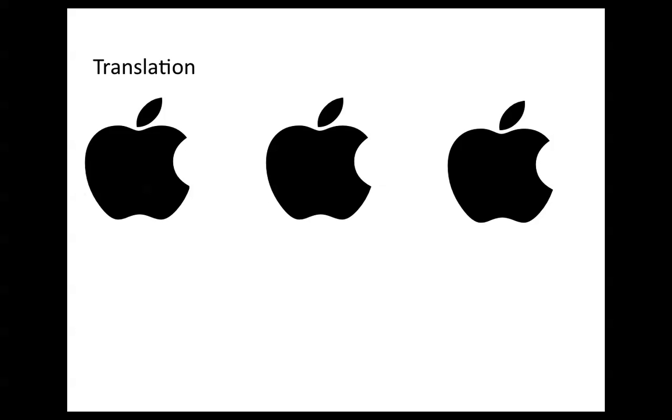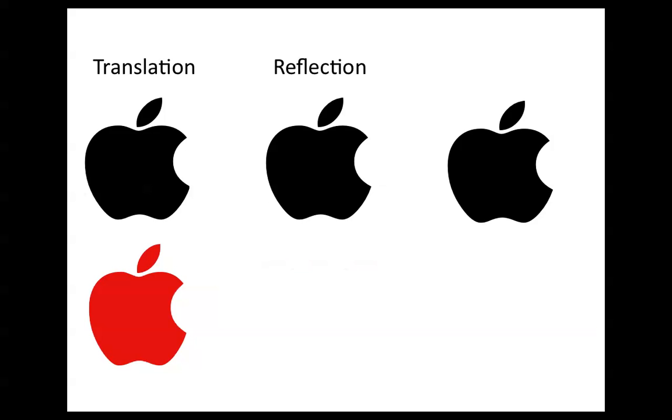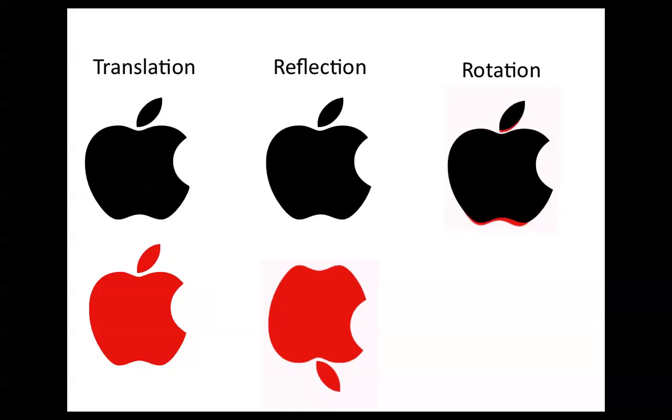Now, a translation is not a rotation. A translation doesn't involve any turning or spinning. Something is just moving. A reflection, on the other hand, is when something gets reflected. And then a rotation is when something turns or spins or rotates.